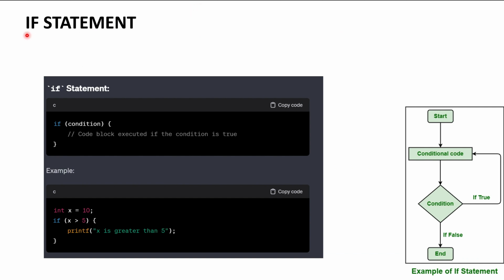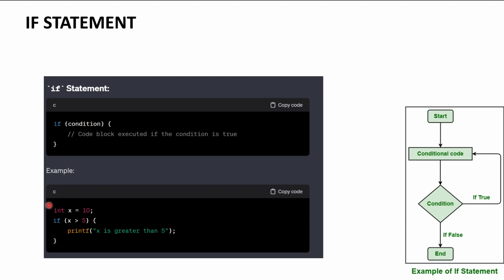Now we will discuss the if statement. The if statement allows for conditional branching based on a specific condition. If the condition is true, the associated block of code is executed. This is the simple flowchart representation of the if statement. It has a starting point and the condition. If the condition is true, the code related to that condition is going to be executed. This is the simple syntax for the if statement: if and the condition, and the block of code is executed if this condition is true.